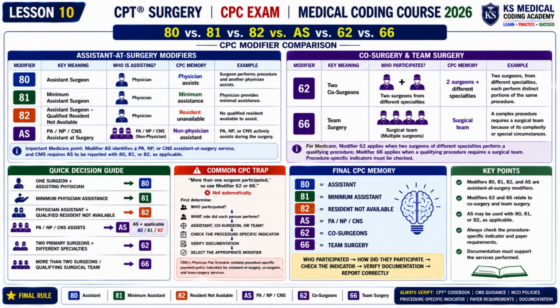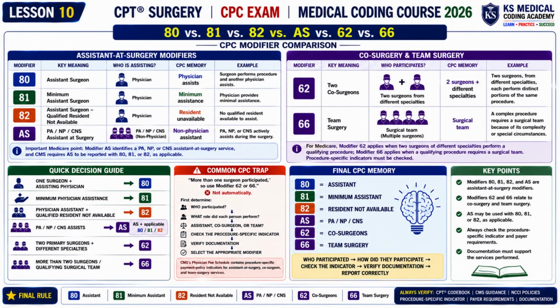Now let's bring all 6 modifiers together and make the distinctions clear. First, Modifier 80 means assistant surgeon. A physician assists the primary surgeon during the procedure. Modifier 81 means minimum assistant surgeon. The physician provides the minimum level of assistance. Modifier 82 means assistant surgeon when a qualified resident is not available. Modifier AS identifies a qualifying non-physician practitioner assistant at surgery, such as a PA, NP, or CNS, under applicable Medicare requirements.